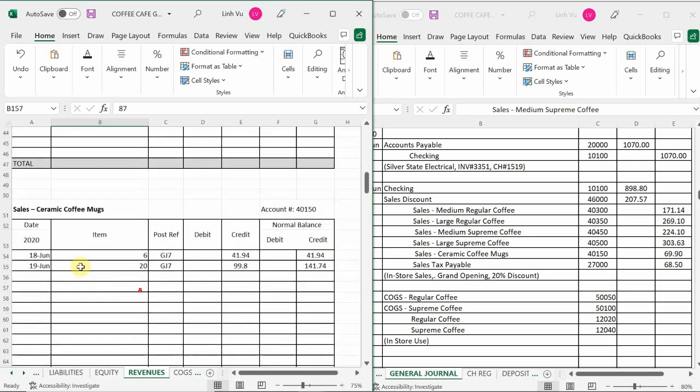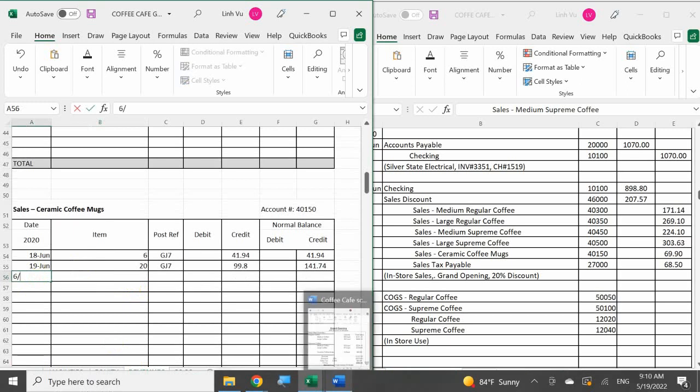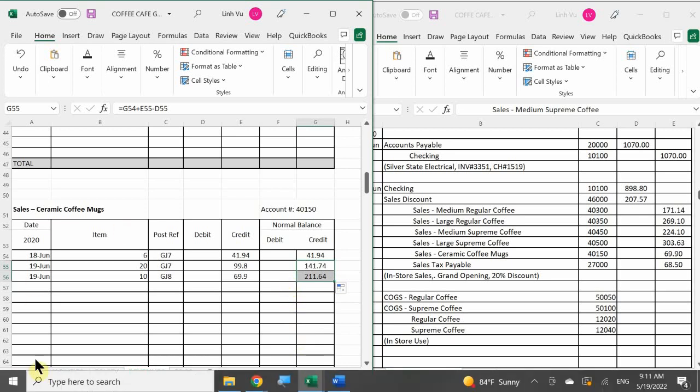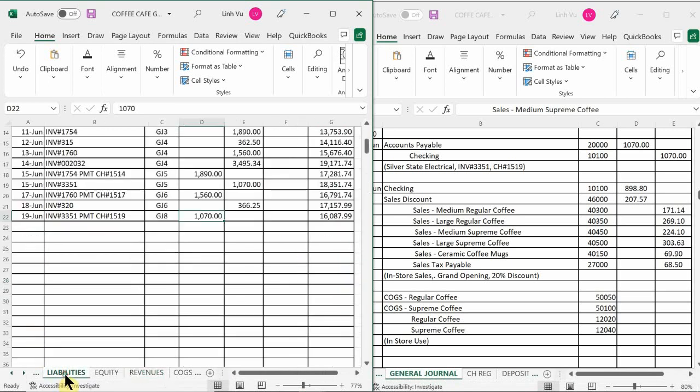Here we go, ceramic coffee mugs. I sold 10 for a total of $69.90. So that should give me my account balance of $211.64. Last but not least, I have to update my sales tax because I just collected more money for the government.